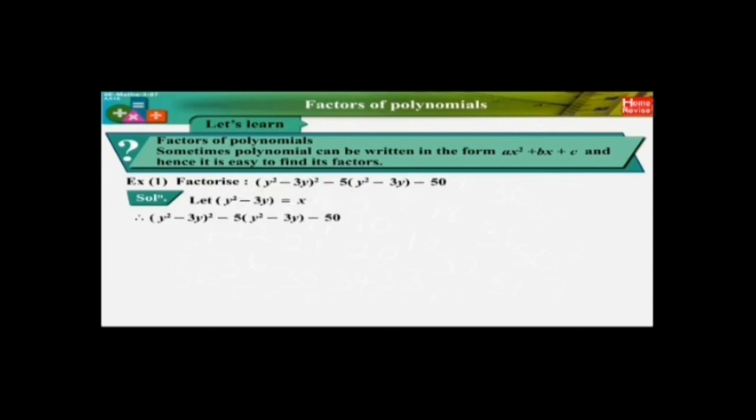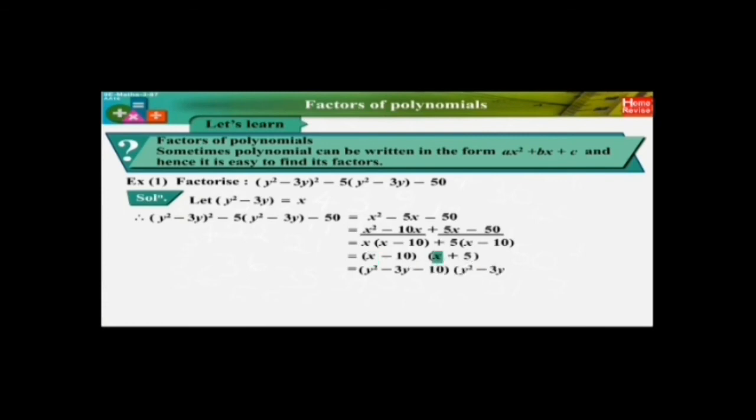Therefore, y square minus 3y whole square minus 5 into y square minus 3y minus 50 can be written as x square minus 5x minus 50 by putting the value of x, which can be written as x square minus 10x plus 5x minus 50, which is equal to x into x minus 10 plus 5 into x minus 10, which is equal to x minus 10 and x plus 5. Now putting back the value, y square minus 3y minus 10 and y square minus 3y plus 5.